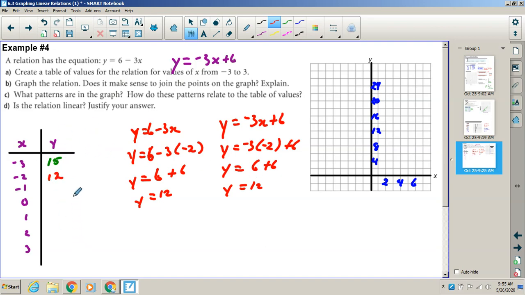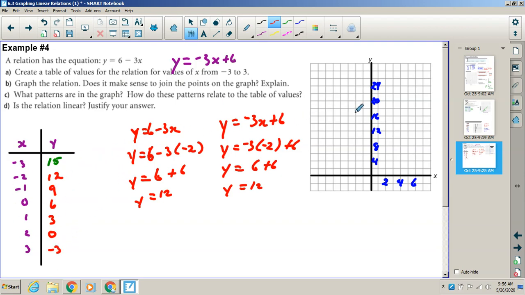Probably should try and fill some of these in on your own. I'll give you the y values for all this, but if you want to try and see if you can get those, because this equation is maybe a little bit trickier than the previous one. Maybe not, I'm not sure. But when x is negative 1, y is 9, we have 0 and 6, we have 1 and 3, we have 2 and 0, and when x is 3, this is negative 3. So there's my table of values.